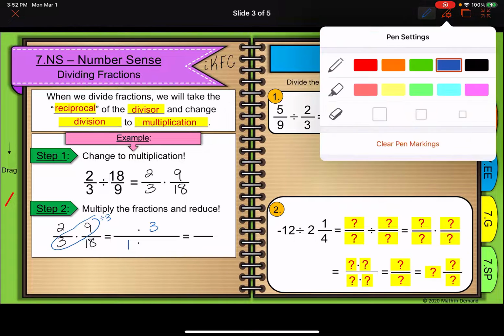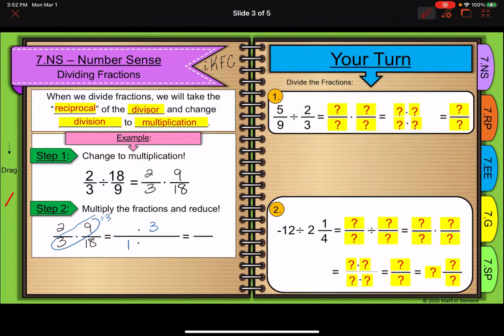Then if I look at my other side, my other diagonal, I have 2 and 18. So now I can actually simplify some more. Both of these are divisible by 2. 2 divided by 2 is 1. 18 divided by 2 is 9. Now I can go ahead and multiply my new fractions, which are 1 over 1 times 3 over 9, and I get 3/9. Okay, and then I know my answer is positive because both of the numbers that I multiplied were positive.